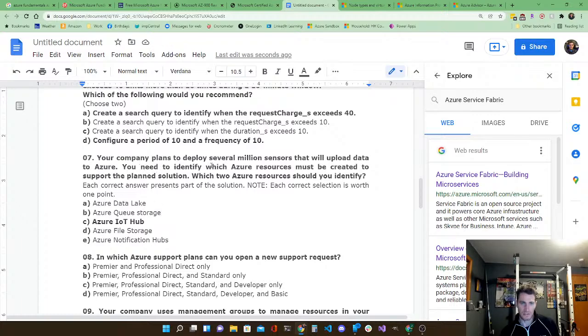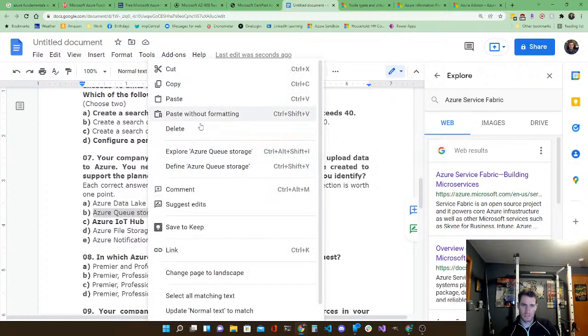Upload data to Azure. Okay. So the IoT Hub, I think, is for getting all that data and then creating some sort of stream to then send it someplace. But then we also, it sounds like, need a place to send it. I don't even know what Azure Queue Storage is.